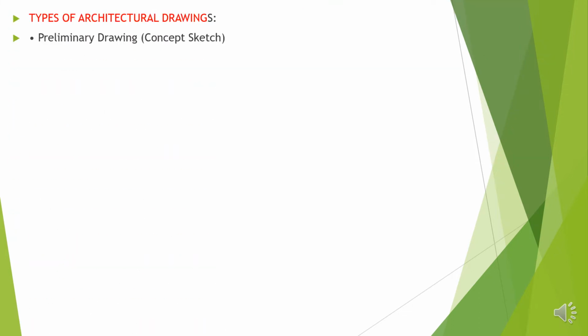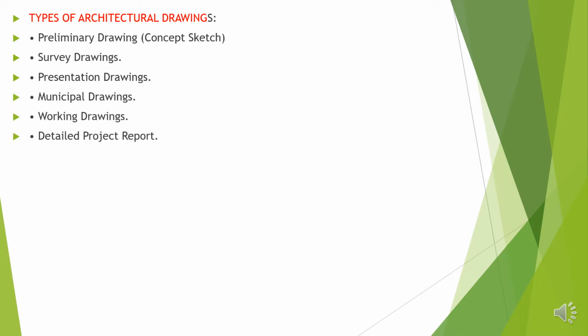Types of architectural drawing: preliminary drawing, known as a concept sketch, survey drawings, presentation drawings, municipal drawings, working drawings, detailed project report, and record drawings.